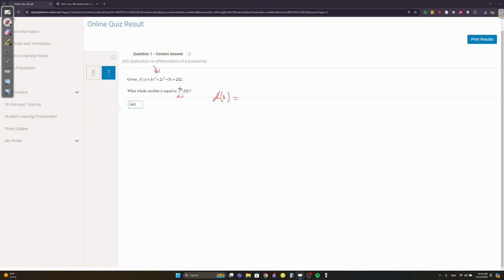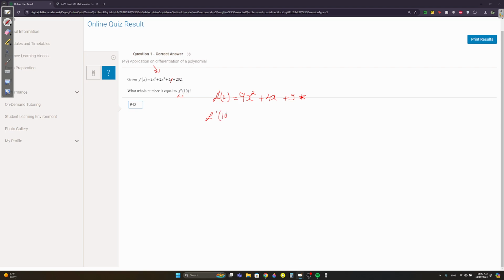We just derive, right? 3 times 3, 9x, reduce the exponent by 1, it becomes squared. 2 times 2, 4, so 4x because you reduce the exponent by 1. 1 times 5 is 5, reduce the exponent by 1, there's no more x. 202 doesn't get derived because the derivative of a constant is 0.